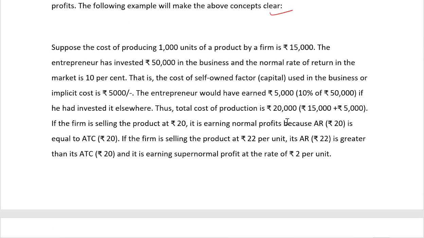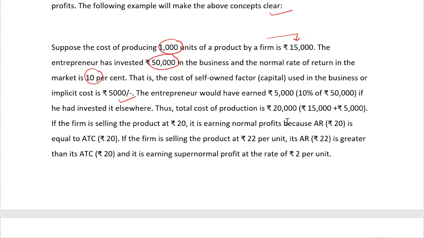Just see it over here. Suppose the cost of producing 1000 units of the product is 15,000. The entrepreneur has invested 50,000 rupees in the business and the normal rate of return is 10%. That means he will earn what? 50,000 multiplied by 10%, that is 5,000. That is the cost of self-owned factor, that is the capital used in the business, or implicit cost is 5,000.